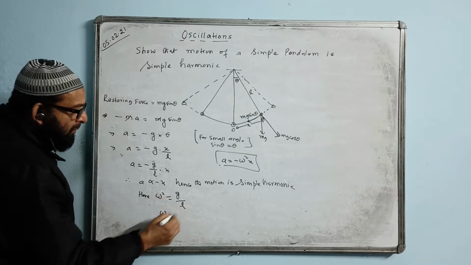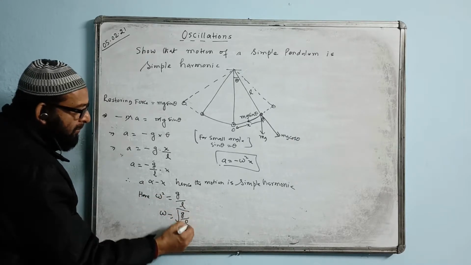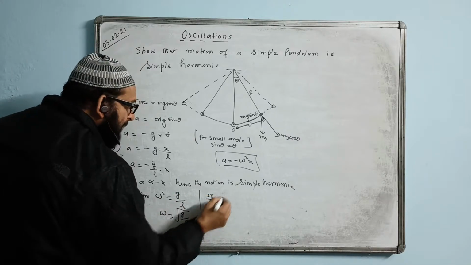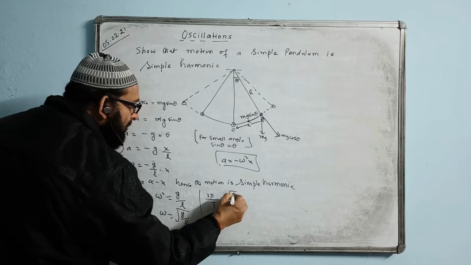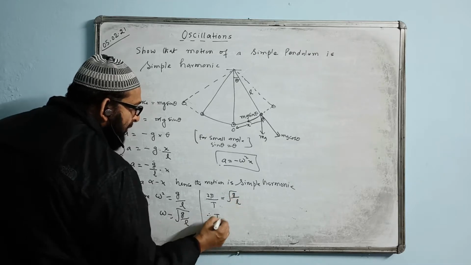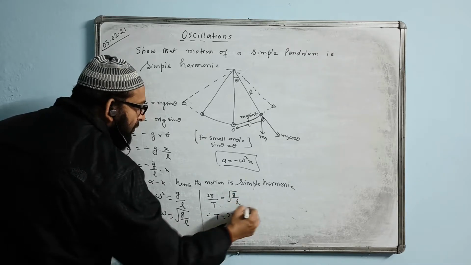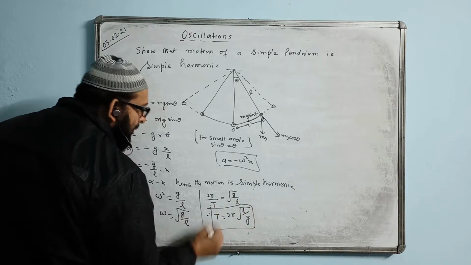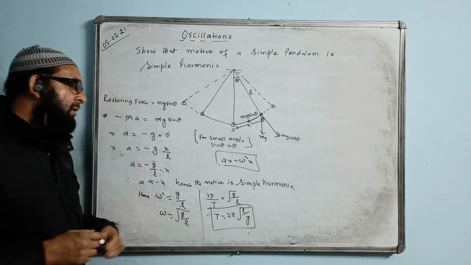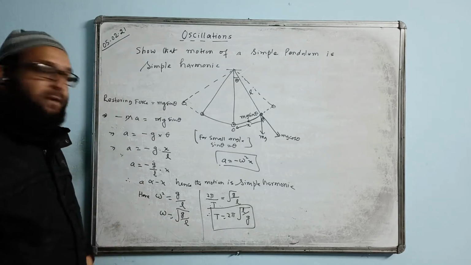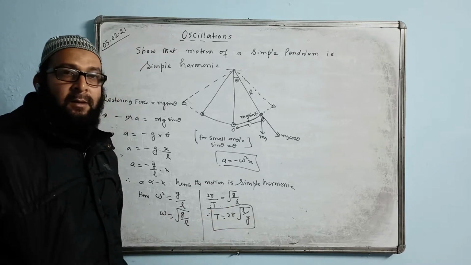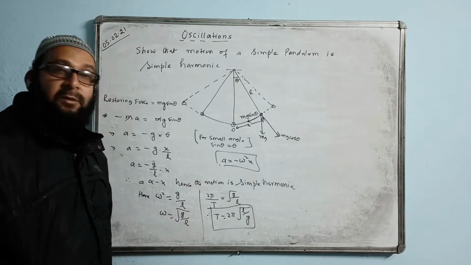Square will go, root will come here. Omega is root g by L, and omega value is 2 pi by T, time period, is equal to root g by L. Therefore, the value of T will become 2 pi square root L by g. So this becomes the formula. I think you know this formula since class 9. Time period of a simple pendulum, T is equal to 2 pi square root L by g. This is the actual derivation.